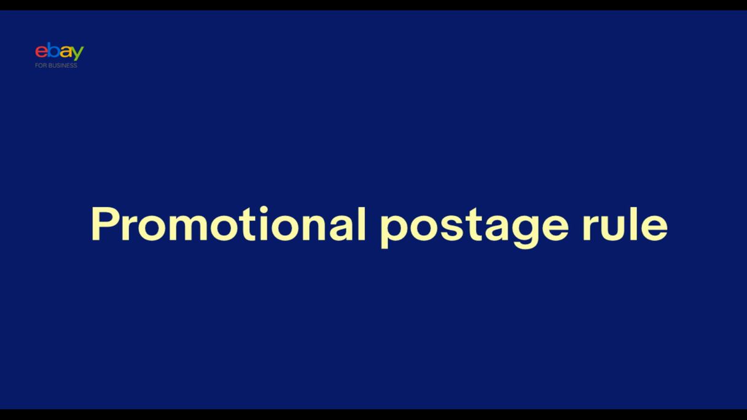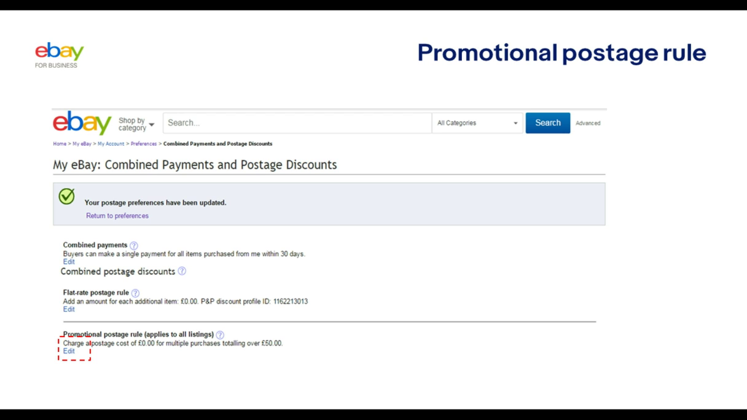Okay, so let's look at how we set this up. You go into My eBay site preferences, go through to the combined payments and postage discounts, and then you select the promotional postage rule.